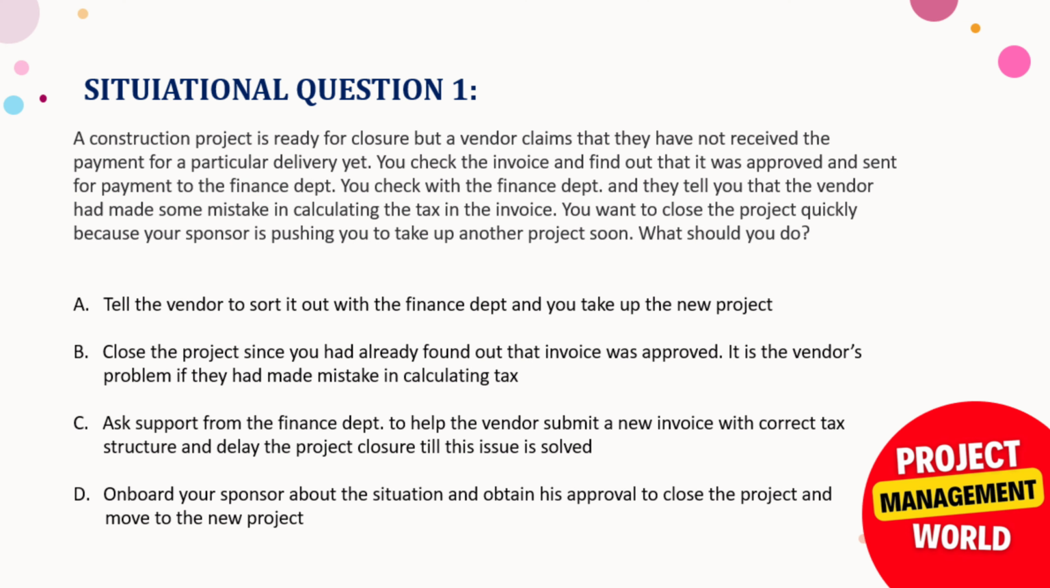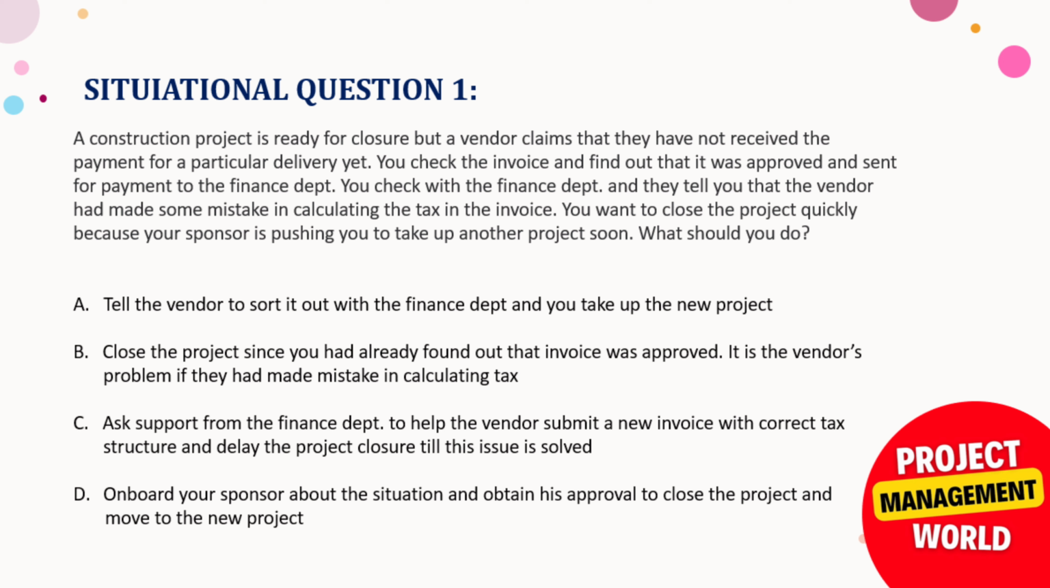And now the next step is the positive bias principle, which is to read all answers, keeping in mind that every answer is correct unless you have a valid reason to reject that option. So now let's do the second step. In A, we have tell the vendor to sort it out with the finance department, you take up the new project. Option A looks like you are avoiding the responsibility as a project manager, which is not a behavior of a project manager. Option A is eliminated from here.